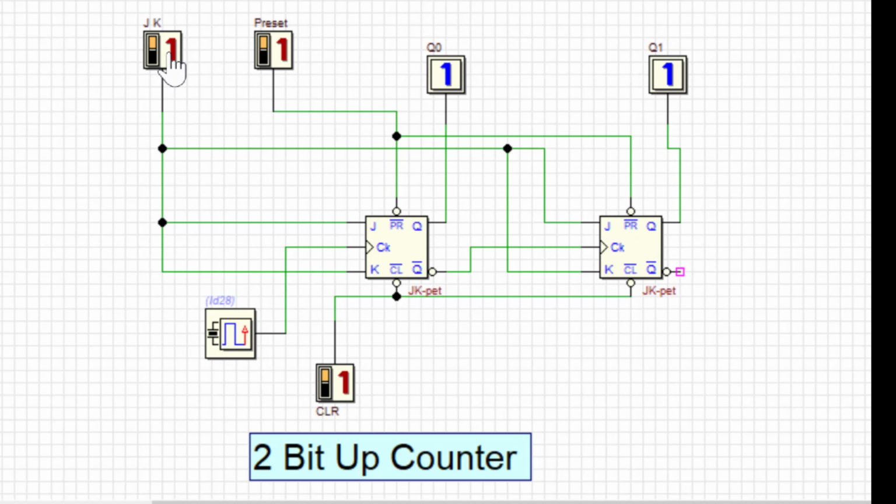Whenever I make my JK equal 0, it will be in the same state. Now I can clear. If I want to reset my counter to 0, I can clear it. Now as my counter is clear, again I can start my counting by making J equal to 1 and K equal to 1. So it is very clear, it is counting from 0 to 3. This is for the 2-bit up counter. Now we'll try to increase to the 3-bit and 4-bit in a moment and we'll see the simulation.